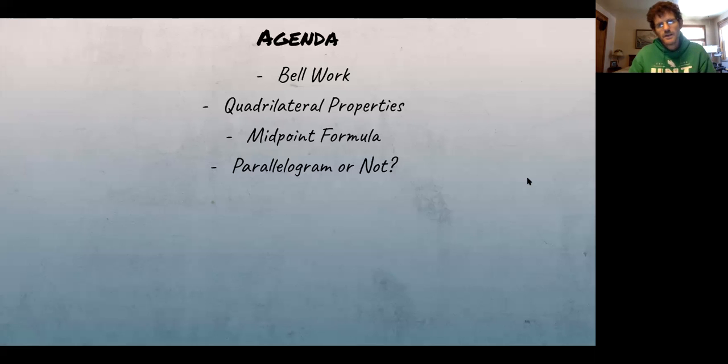So what we're going to be looking at today is quadrilateral properties. We're going to focus on one in particular, and we're eventually going to be answering this question. When you look at a diagram, is it a parallelogram or not? And we're not going to just look at it and estimate. We're going to be using this midpoint formula here in order to tell us if it is a parallelogram or not. So let's start with the quadrilateral properties.